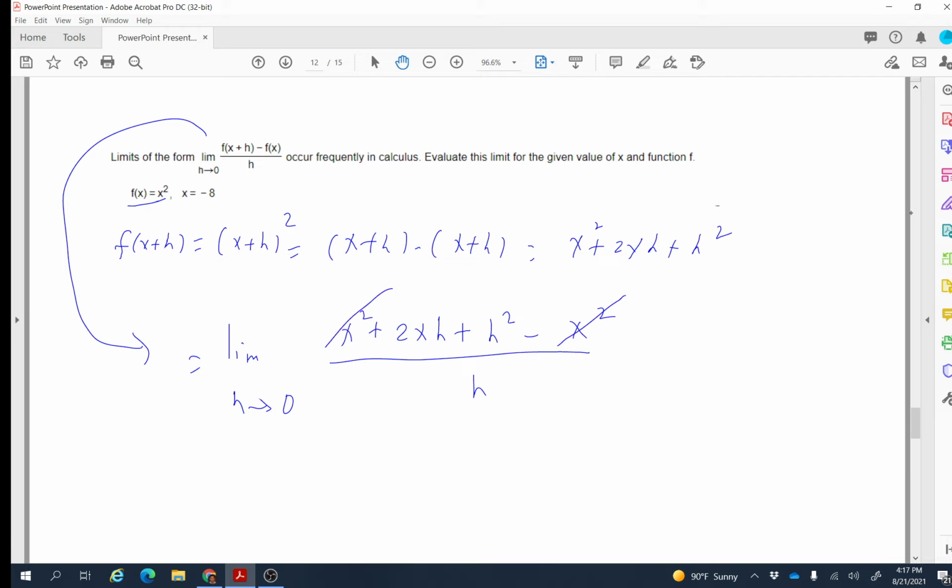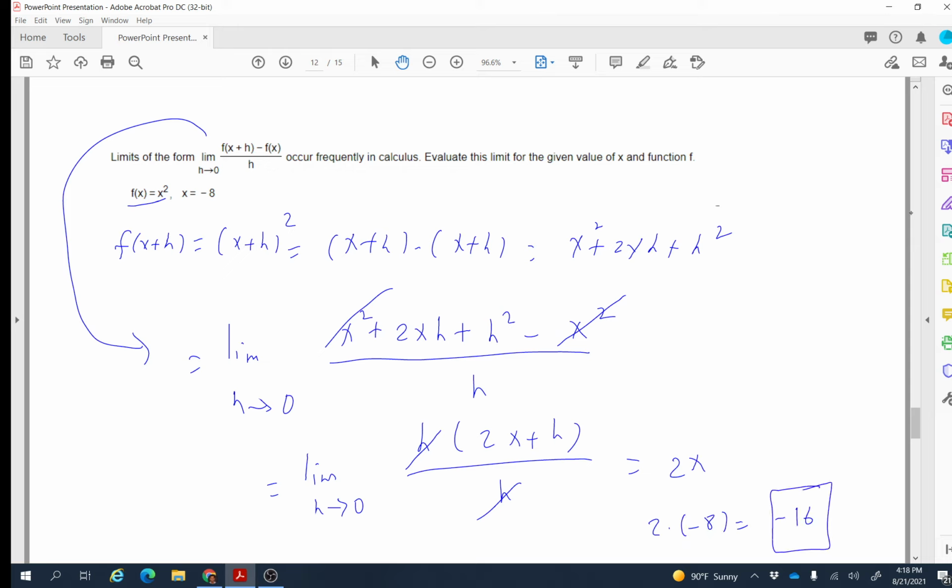I can cancel out the positive x squared and negative x squared, and now I can factor out h on the top, and now I can find the limit of this expression. When h approaches 0, there is no h in the first part, but there is an h here, so that will give us just 2x. So this part goes to 0. But we are interested in this expression when x is negative 8. So the value would be 2 times negative 8, which is negative 16. Basically this is the slope of the tangent line when x is negative 8.